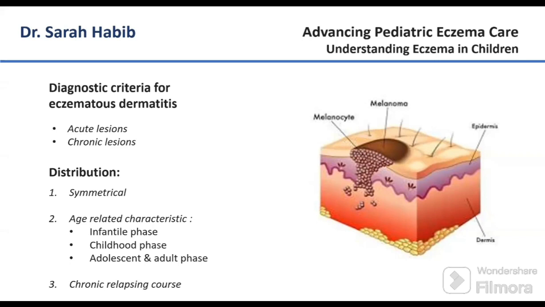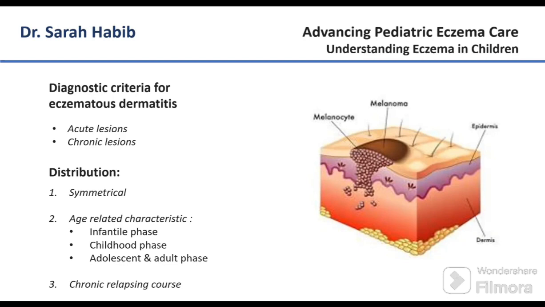There are age-related characteristics: in the infantile phase, childhood, adolescence, and adult phase, the distribution changes with time. In the infantile phase, typically you see it on the scalp, on the face, and on the trunk around the neck. And in childhood, as the child starts crawling, it goes to different areas like flexures of the arms, neck, and trunk as well. In adolescence, mostly the upper body is involved, and the scalp is involved.